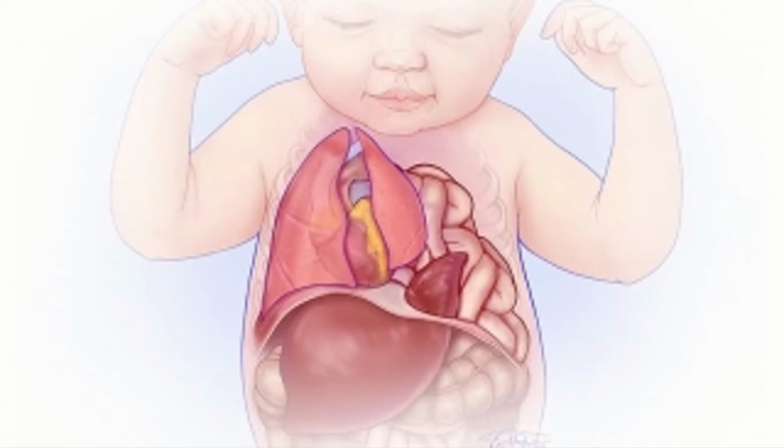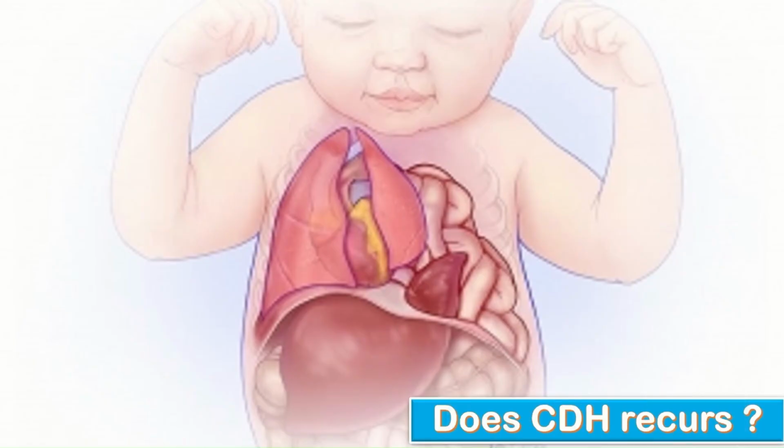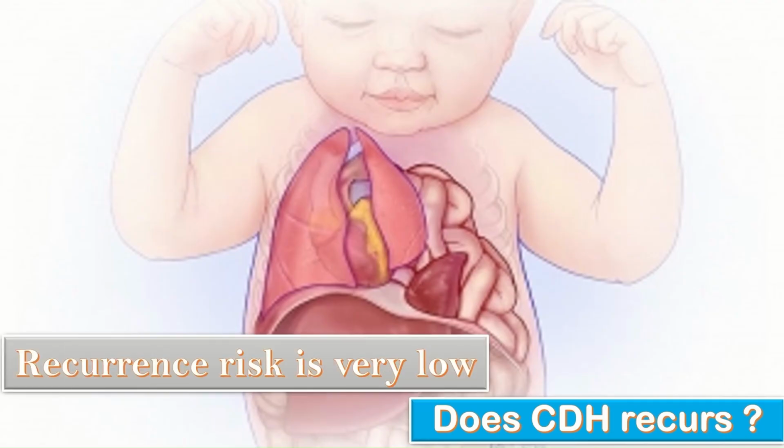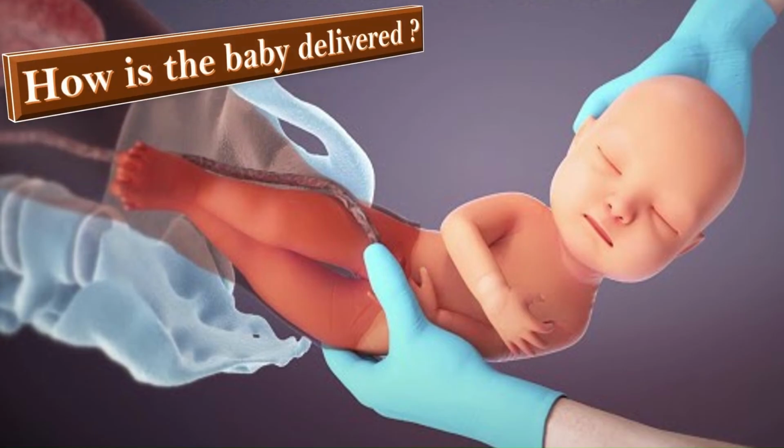How much is the recurrence risk of congenital diaphragmatic hernia? The risk of recurrence depends upon the associated genetic and chromosomal abnormalities. In case of isolated congenital diaphragmatic hernia, the recurrence risk is very low. How is the baby delivered in congenital diaphragmatic hernia? This abnormality is not an indication for cesarean section. A patient is offered cesarean section if it is indicated for obstetric reasons. However, it is important that a patient delivers the baby in a unit where there are experts in managing the baby at the time of the delivery.